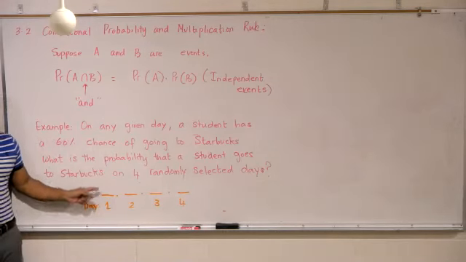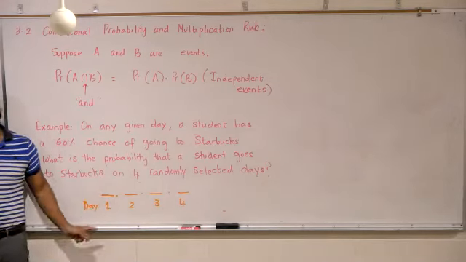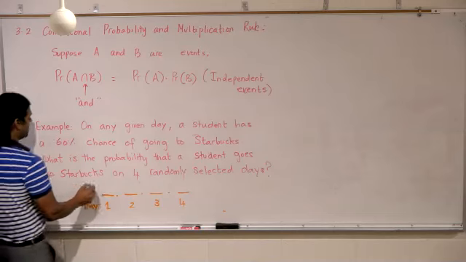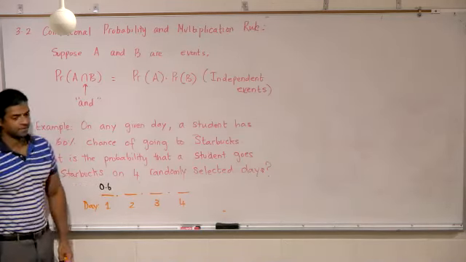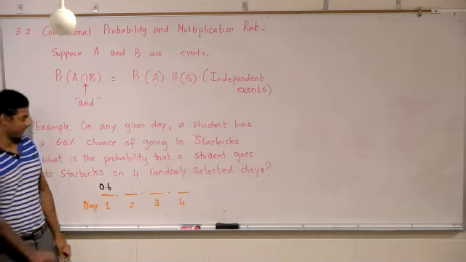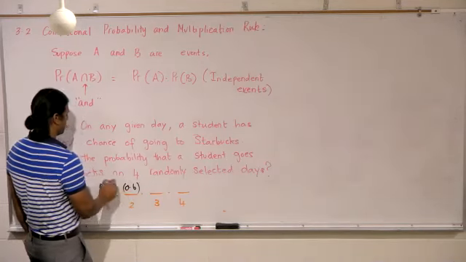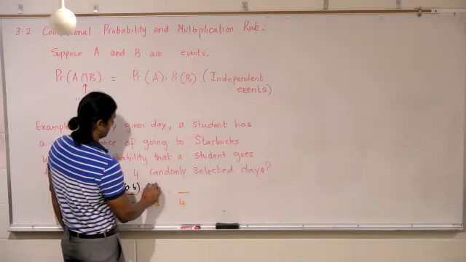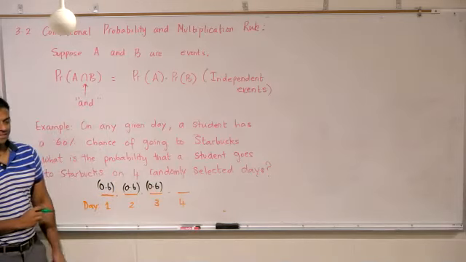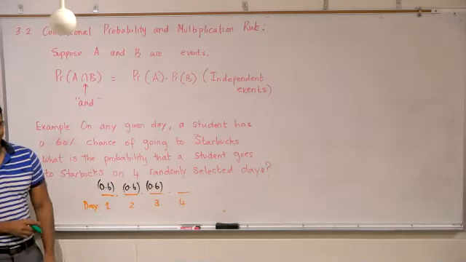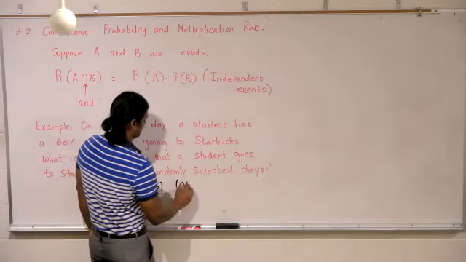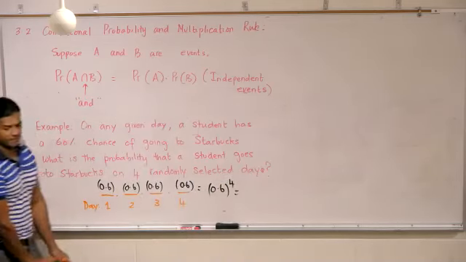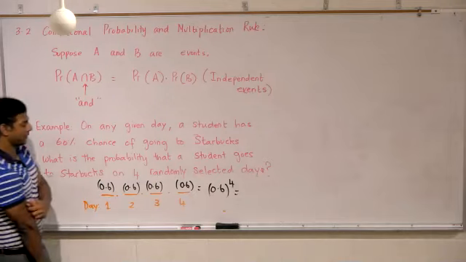What is the probability that the student would go to Starbucks on the first day? 0.6. What is the probability that the student would go to Starbucks on the second day? 0.6. What is the probability that the student would go to Starbucks on the third day? What is the probability that the student would go to Starbucks on the fourth day? 0.6. Which is 0.6 raised to the 4th power.